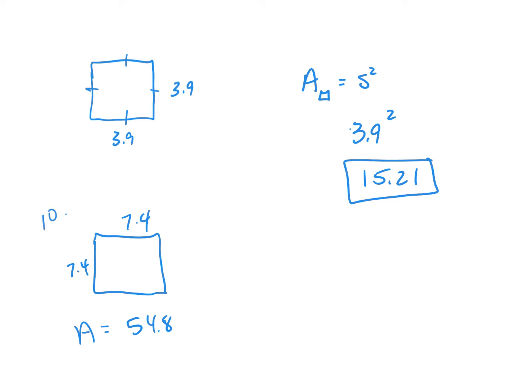Number 10, there's 2 ways to go about it. I know it's a square. So if I know it's a square, all sides are equal, then I know it's 7.4. Or I can take area of a square equals 7.4 times the missing piece, right? So 54.8 equals 7.4x. When you divide by 7.4, you get x equals 7.4.